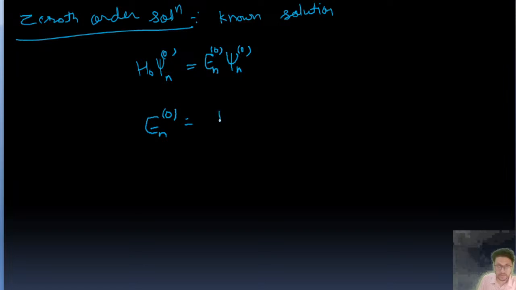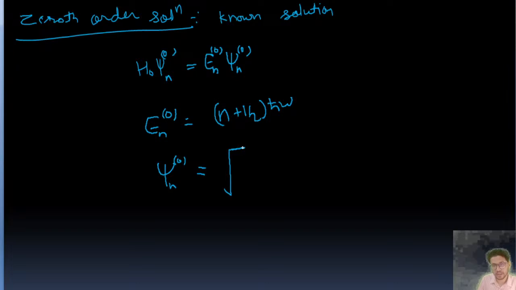Known solution. So that is, we know, H naught psi n naught equal to En naught psi n naught. Or we can write it, since we know the En naught value, that is n plus half h cut omega, right? And psi n naught also we know for the simple harmonic oscillator, right?